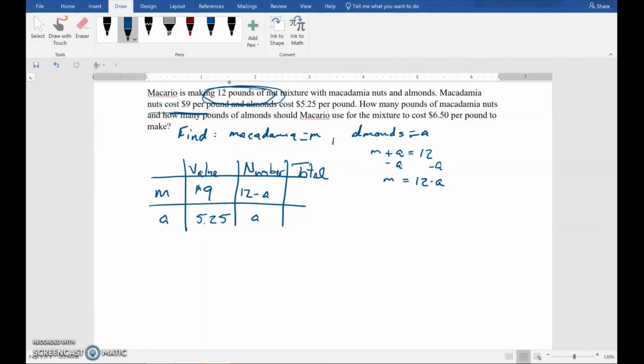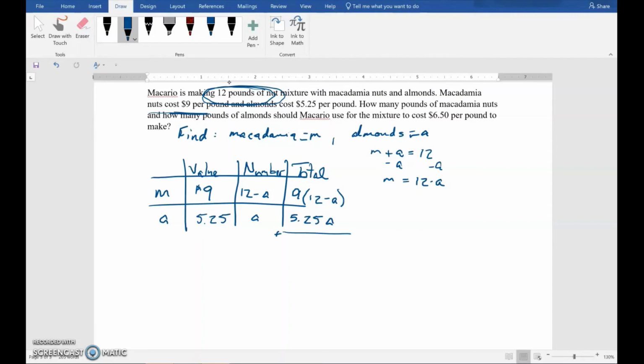So, okay, we said to get the total, we're going to multiply the value times the number. So 9 times, there's more than one thing there, so put it in parentheses. And then 5.25. Oh, I should have gone the other way, then I wouldn't have had to deal with decimals. Oh well. Okay, so we're going to add these together. And when we add these together, here's the one part that's different.